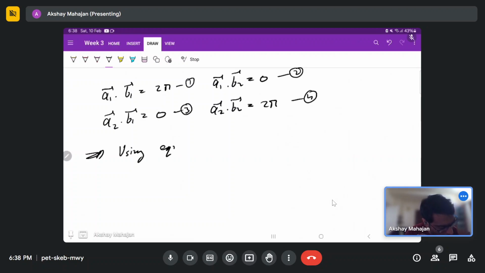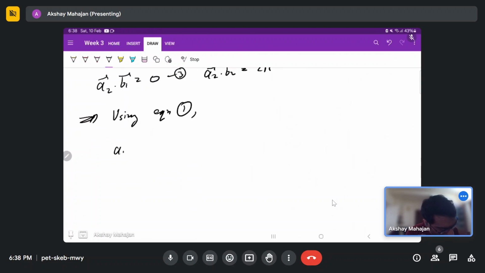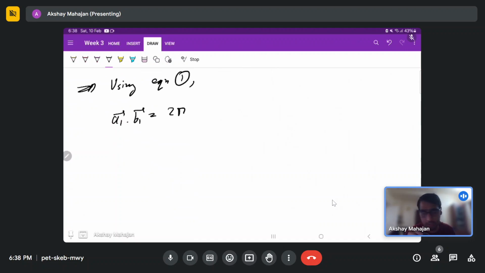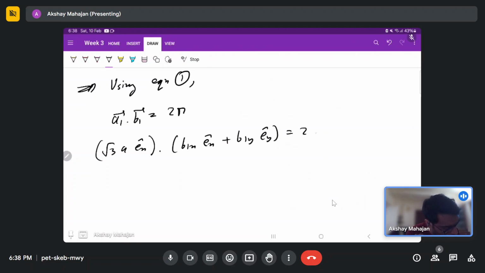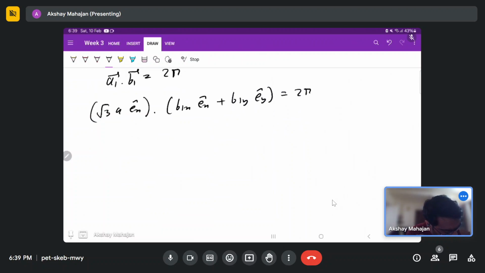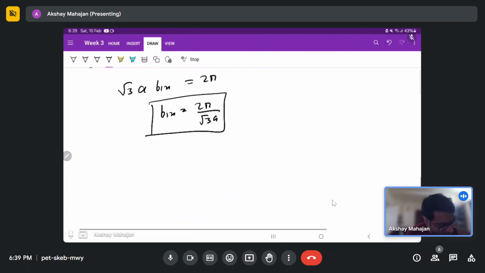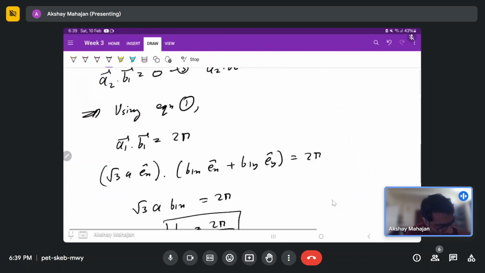Using equation 1, a1 vector dot b1 vector is equal to 2 pi. Okay, and a1 vector is given as root 3a ex cap, dot b1x ex cap plus b1y ey cap equals 2 pi. So from here now ex cap dot ey cap will be 0. So what we will get from here is root 3a b1x is equal to 2 pi. So b1x will be equal to 2 pi by root 3a. So from this equation 1 we have found b1x.